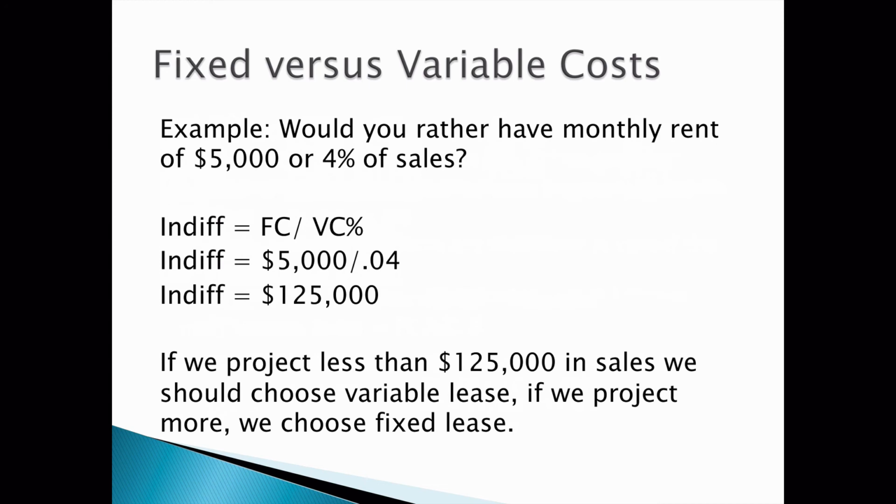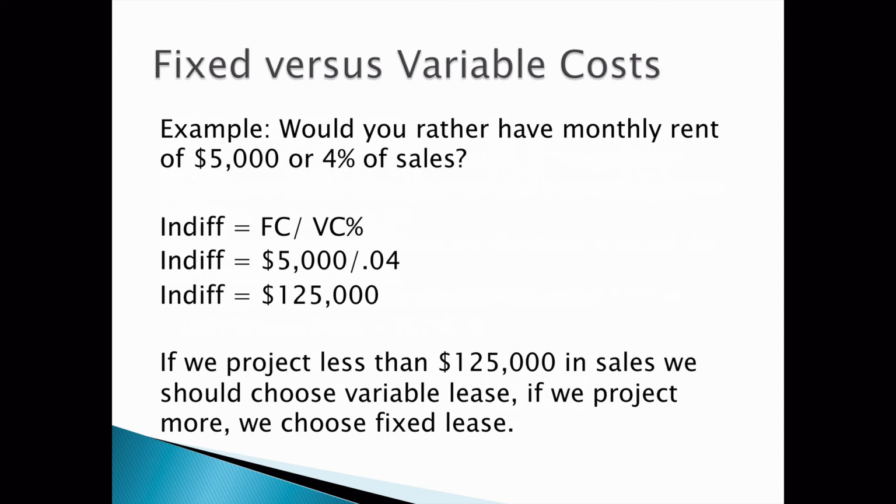So here's our example. Would we rather have monthly rent of $5,000 or 4% of sales? It really depends on what our sales are, so we find our indifference point of $125,000 in sales. What that tells us is that if we project our sales to be exactly $125,000 for this period, we don't care which one we choose. However, if our sales are going to be less than $125,000, then we want the variable portion. If you do the math and put $100,000 in there and multiply it by 0.04, you get $4,000, and that's less than $5,000. We want to pay the least amount of expenses possible.